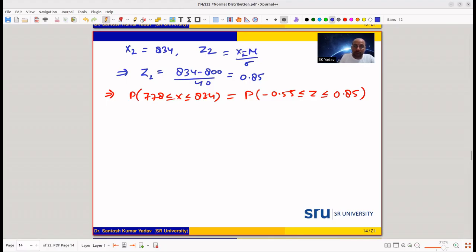So what is the next step? You have to draw the normal curve and set the required region. I now have this kind of normal curve here. Let us try to make it smooth.